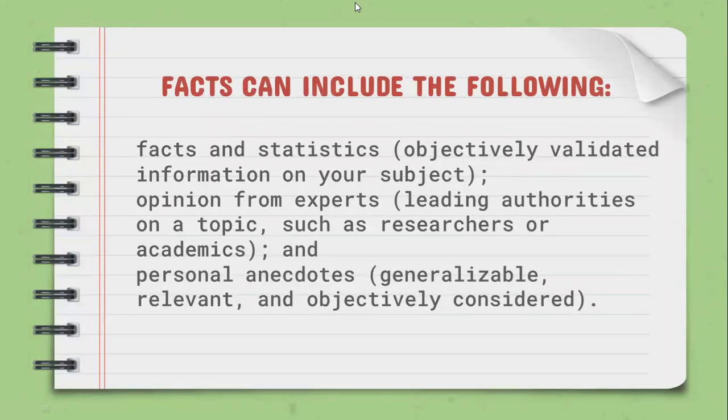So here, evidence can include the following: facts and statistics, which are objectively validated information on your subject; opinions from experts, leading authorities on a topic such as researchers or academics; and personal anecdotes, which should be generalizable, relevant, and objectively considered.